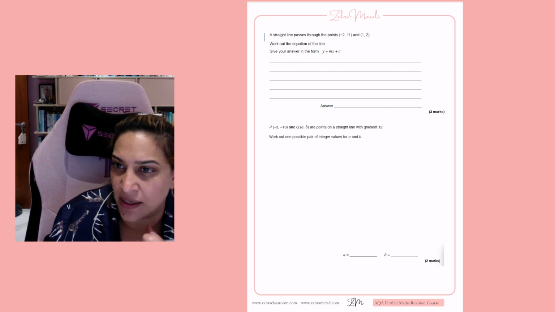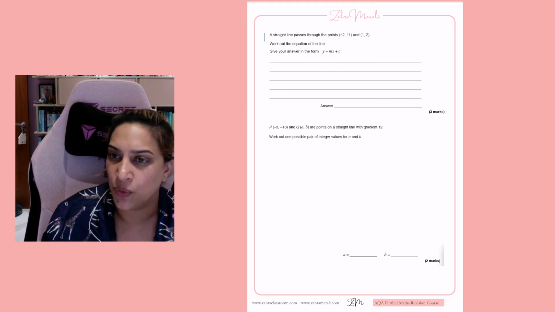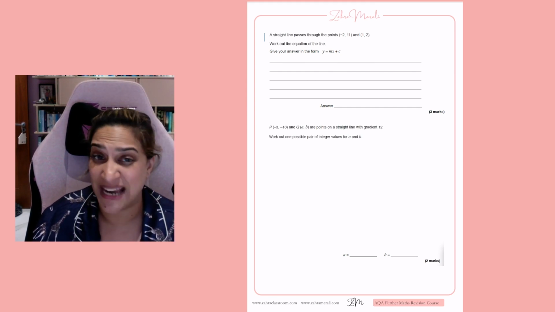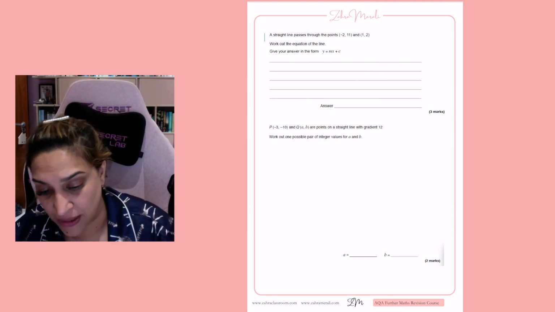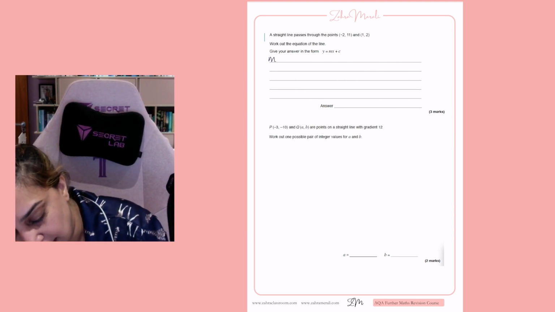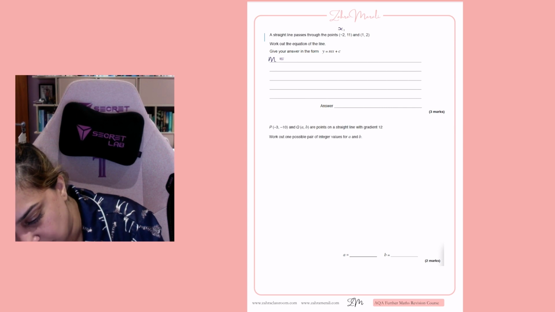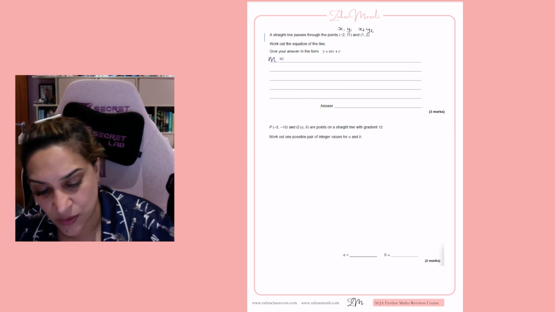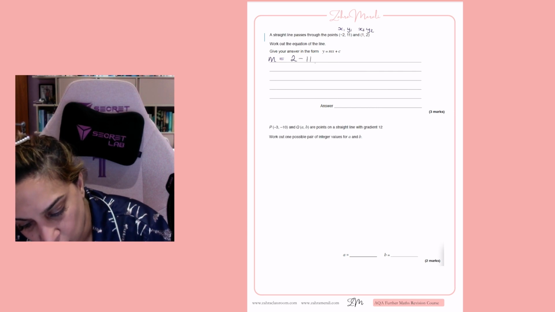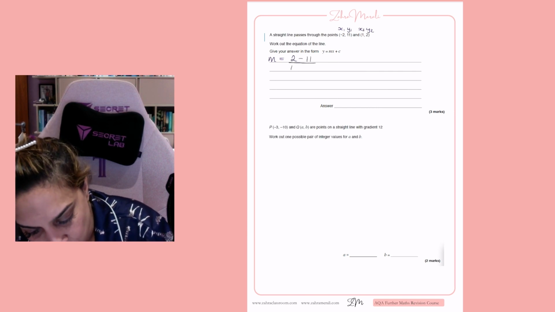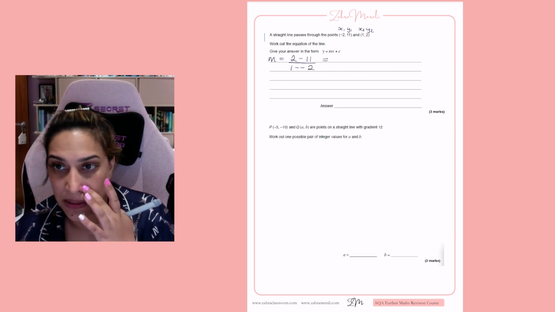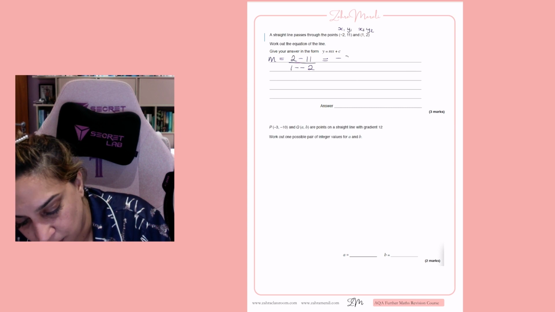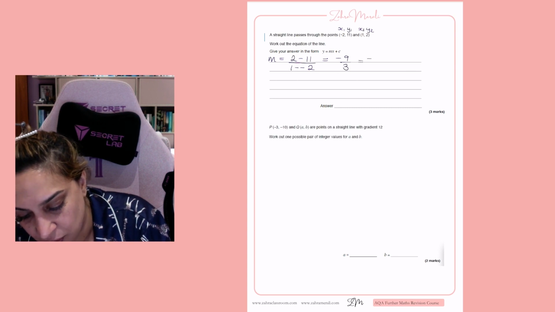So we're given a straight line passes through some points. We want to work out the equation. Step 1, I'm going to find the gradient. So I'm going to say my m is, let's label these, x2, y2. So y2 minus y1 over x2 minus x1. So we get minus minus, so that's going to become a plus. So we've got minus 9 over 3, so we've got minus 3.